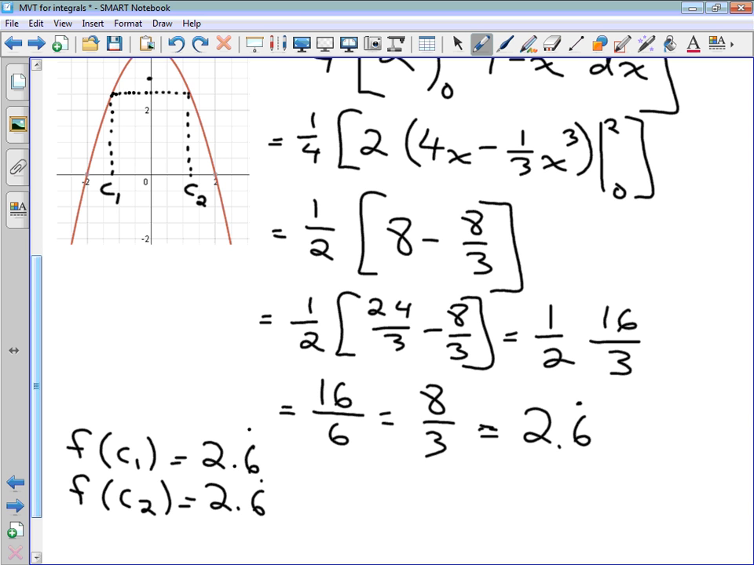So there are 2 points for this function on this interval a to b, where the value of the function at those points is equal to the average value of the function, or the mean value of the function over the entire interval. And this is basically what the mean value theorem for integrals says.